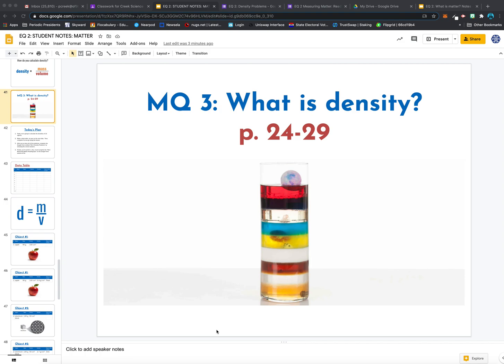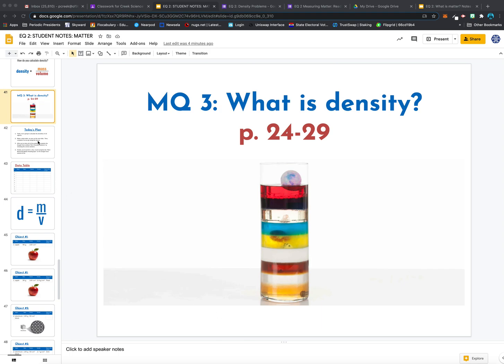Good morning, guys. Today we're going to look at Mini-Q3, What is Density? If you want to follow along in your textbook, it's on pages 24 through 29. You will also have a reading quiz after this lesson on Chapter 1, Section 2, which is pages 24 through 29 as well. So let's go ahead and get into this here.